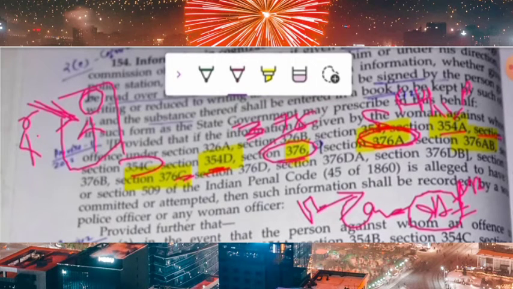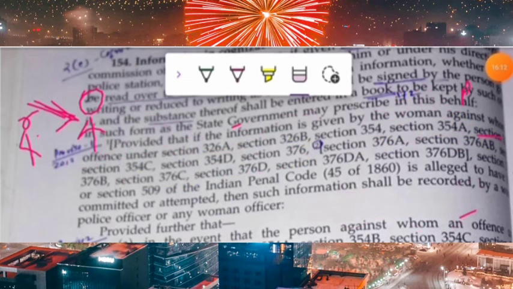A person in authority means someone who is in your authority, for example your employer. Also it includes remand house. So if you read the section, you will get to know what's given here. And 376D is gang rape, then 376E is punishment for repeated offenders. In those offenses, such information shall be recorded by a woman police officer.